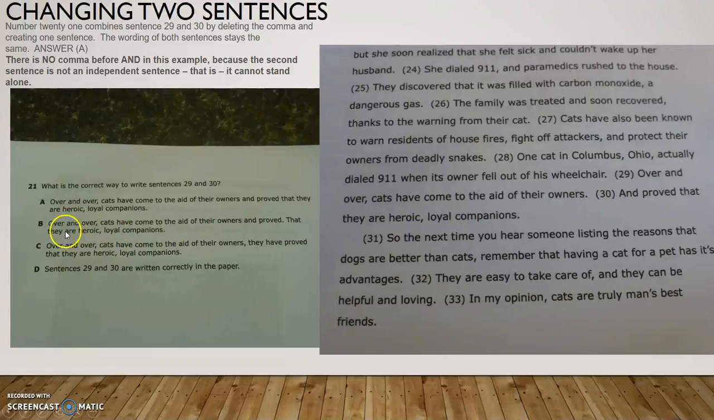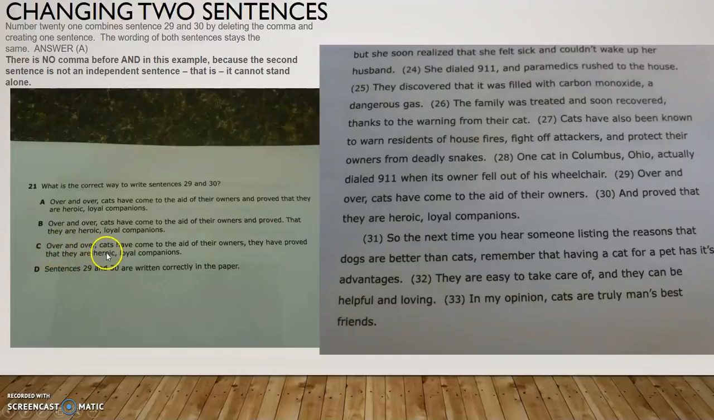That sounds right. That would be a good way to write sentences 29 and 30. Let me go to B. Over and over, cats have come to the aid of their owners and proved that they are heroic, loyal companions. Well, that's not right at all, because it added another preposition here, and then there's no subject to go with it. And that they are heroic, loyal companions, that's another fragment, so B is not correct.